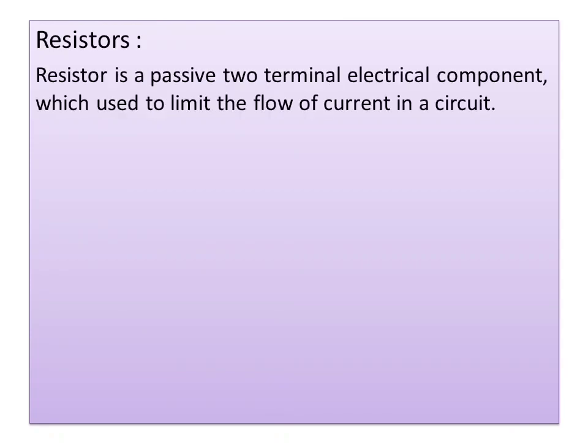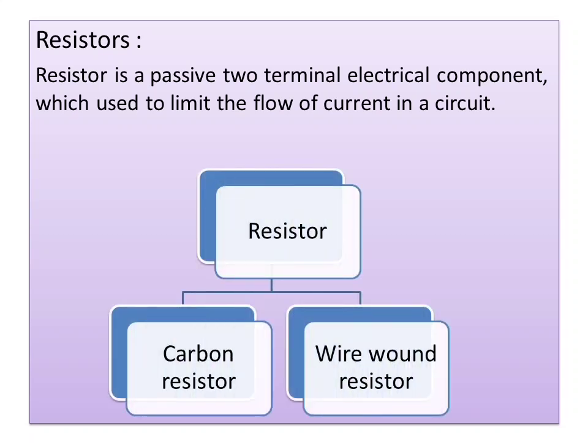So what do you mean by the resistor? Resistor is a passive two-terminal electrical component which is used to limit the flow of current in a circuit. So basically resistor जो है एक ऐसा इलेक्ट्रिकल कंपोनेंट है जो क्या करता है, फ्लो ऑफ करंट को क्या करता है, रिड्यूस करता है. Okay, so there are two types of resistor. One is carbon resistor, second is wire wound resistor. So today we are going to study about the carbon resistor.